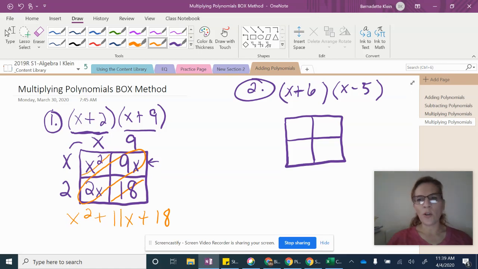Watch that over and over again to see the method. And if you don't understand it, we can video chat or talk on the phone or anything you want to help you understand this better. Okay, let's do number 2.